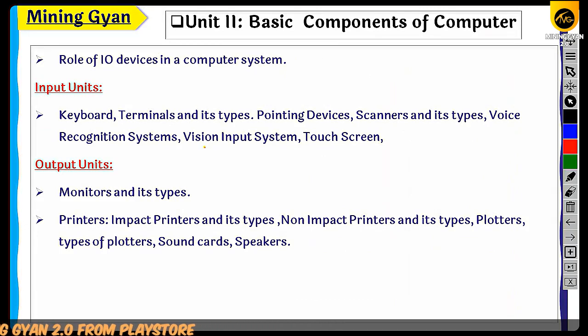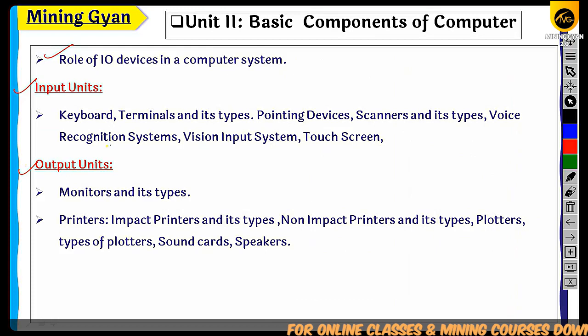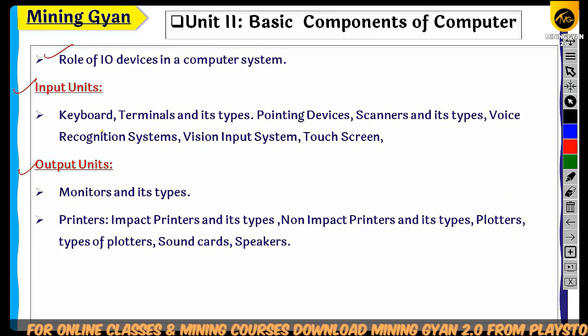Now the second unit is called the basic components of computer. The syllabus subtopics of unit 2 are the role of important input and output devices in a computer system. The major topics are input units and output units. Input units include keyboards, terminals, pointers, scanners or vision input systems, and touch screens. The second topic is output devices, like monitors, printers, plotters, sound cards, and speakers. These are the output devices.